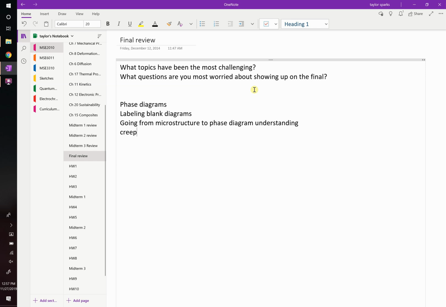Yeah? Manipulating equations to graph them and then extrapolating data from those graphs using natural log on one axis versus another variable. Yep, fair enough. The whole class? The whole class? We're going to do a very efficient review of the whole class.